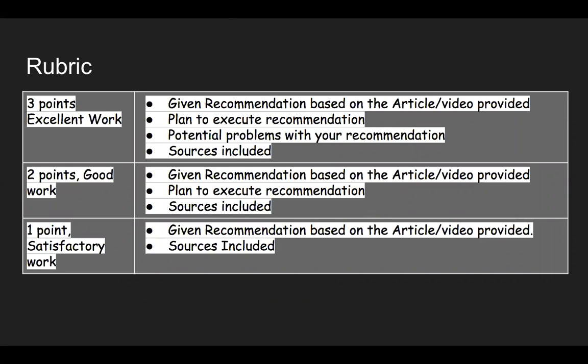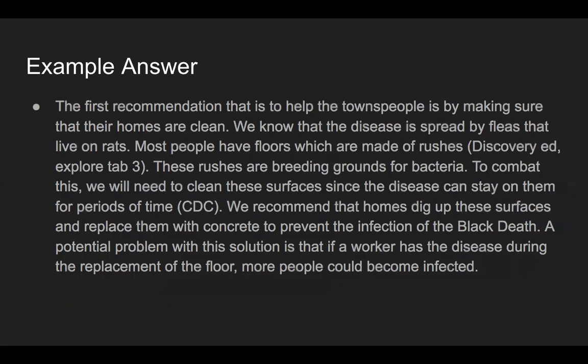This is the rubric that we're looking at for excellent work, good work, and satisfactory work. To get excellent work, you've given your recommendation, your plan to execute the recommendation, potential problems with your recommendation, and your sources included. So here, this is an example of how to write a recommendation.